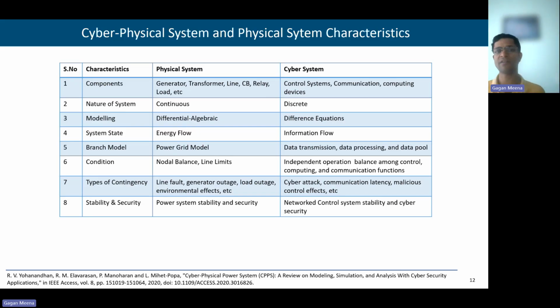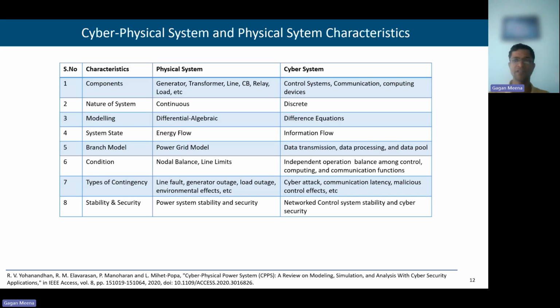For example, generator, transformer, transmission line, circuit breaker, relay, load, etc. While in the cyber system, we already discussed, there are three components. One is the computation aspect, one is the communication system, and another is the control system. The nature of the physical system is continuous, and cyber is discrete. That's why we need ADC and DAC blocks for communication from physical to cyber, and vice versa.